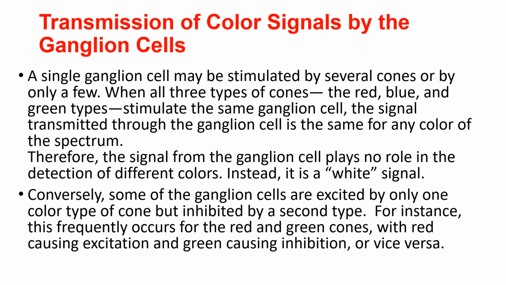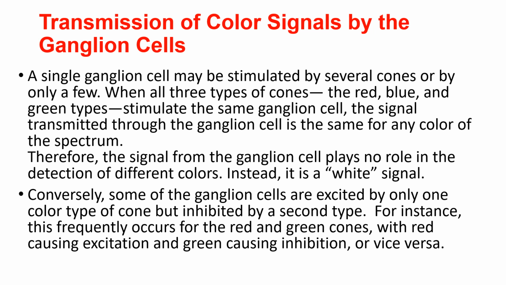A single ganglion cell may be stimulated by several cones or by only a few. When all three types of cones, the red, blue, and green types, stimulate the same ganglion cell, the signal transmitted through the ganglion cell is the same for any color of the spectrum. Therefore, the signal from the ganglion cell plays no role in the detection of different colors. Instead, it is a white signal.